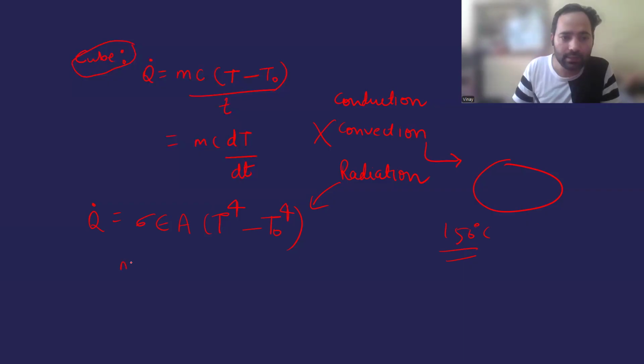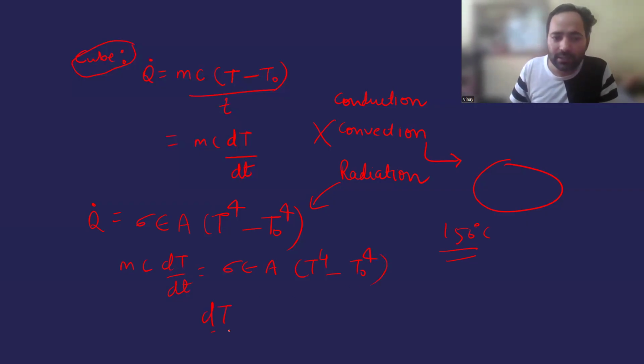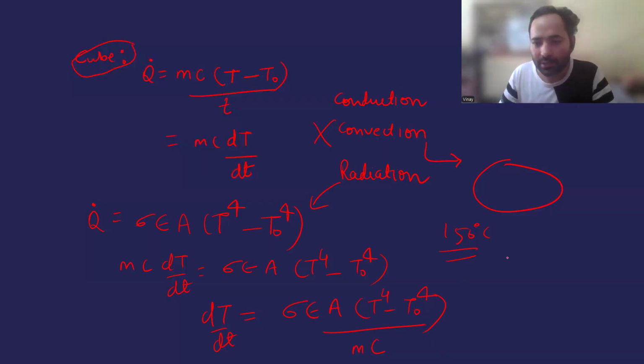So what do we get from here? mC dT by dt is equal to sigma epsilon A into T to the power 4 minus T naught to the power 4. What is dT by dt? Capital T is the temperature, small t is the time. What is it? It is the rate of cooling, right? It equals sigma epsilon A into T to the power 4 minus T naught to the power 4, upon m into c.